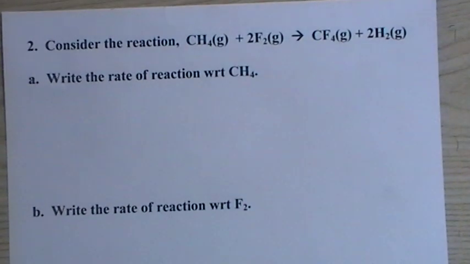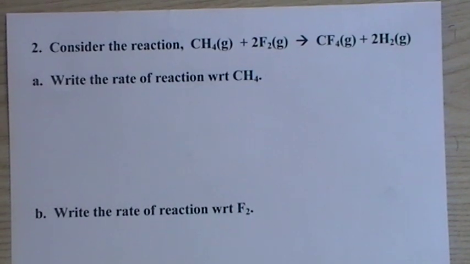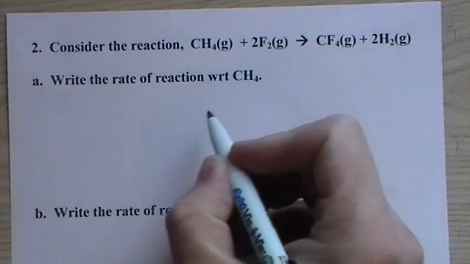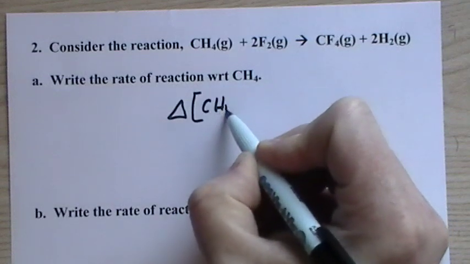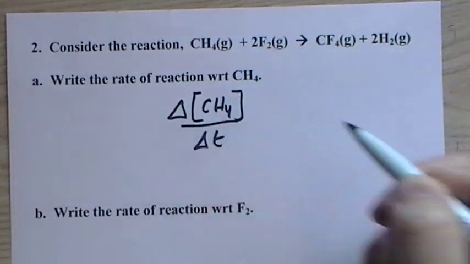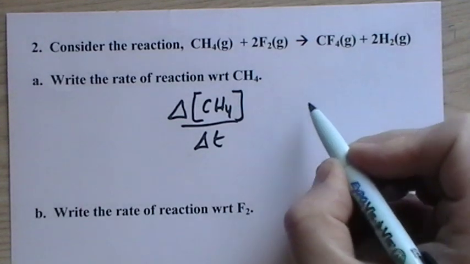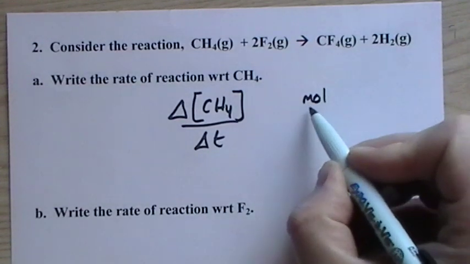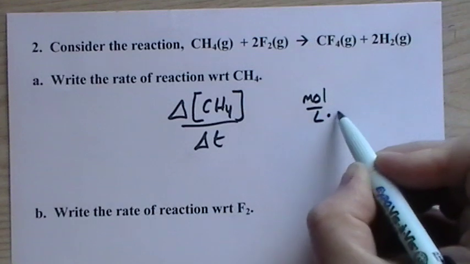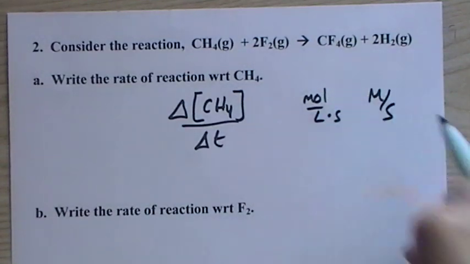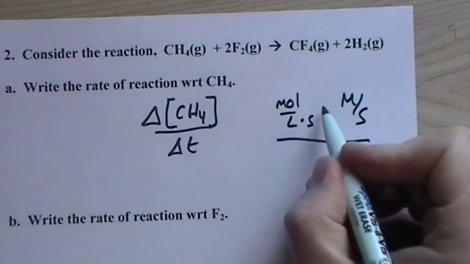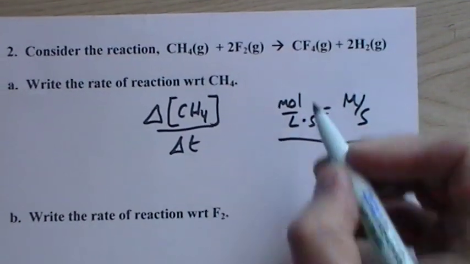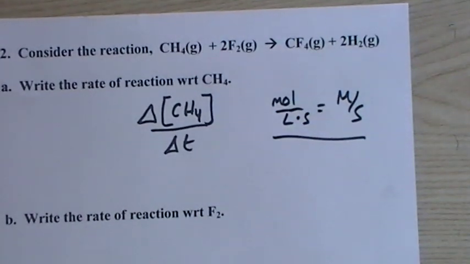It's good stuff. Okay, so 2, consider this reaction. And then write the rate of reaction with respect to methane. Now, the rate of reaction with respect to methane is going to be the change in the concentration of methane over the change in time. And you can see that's going to give us units of moles per liter per second, or molars per second. Get used to seeing these 2 forms, these are the same thing. It's the change in concentration with time.